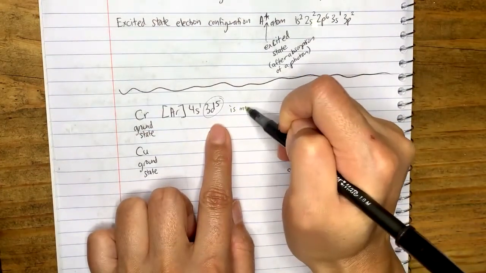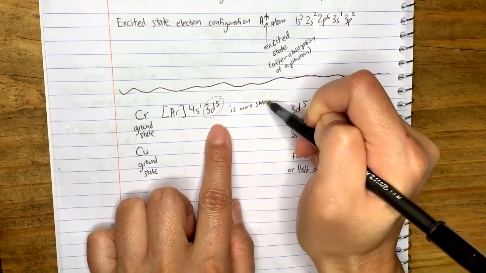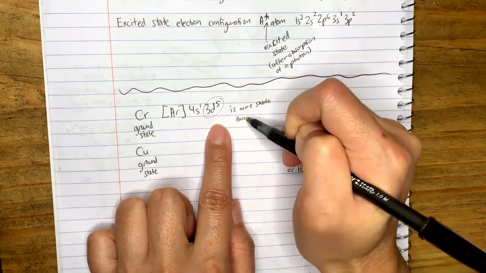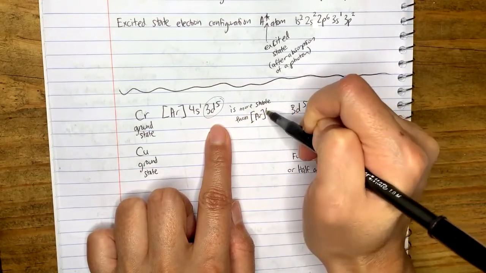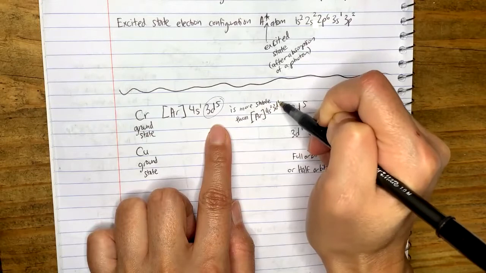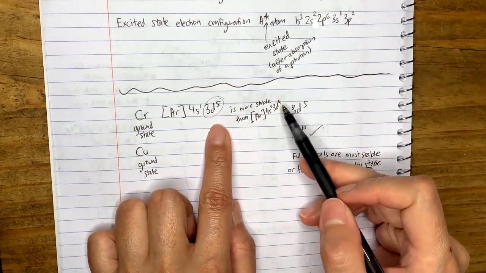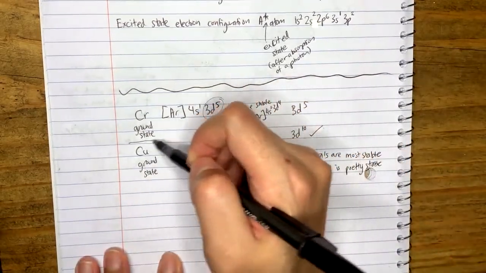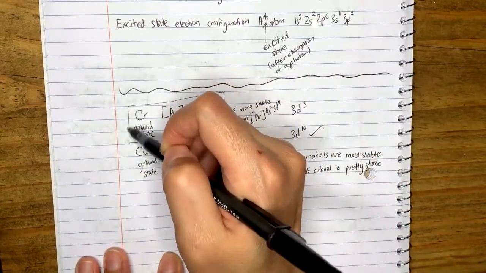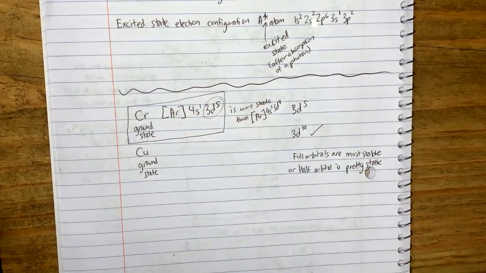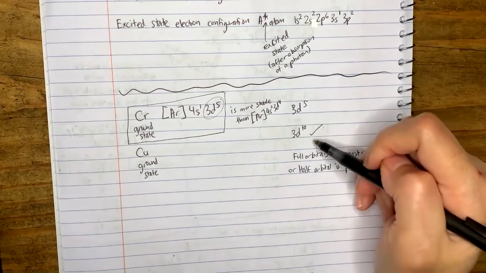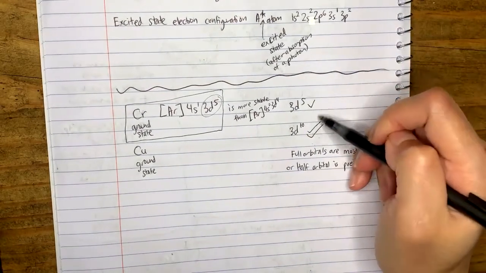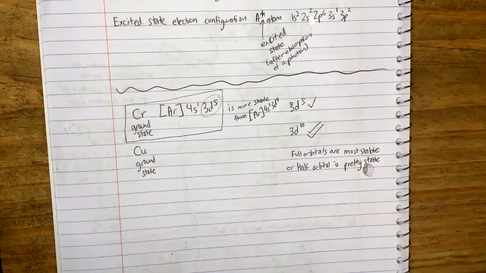They prefer this over [Ar] 4s2 3d4. So this here is the ground state. That's when you have an exception, when you can form 5 and you can form 10. Okay, so let's take a look at copper.